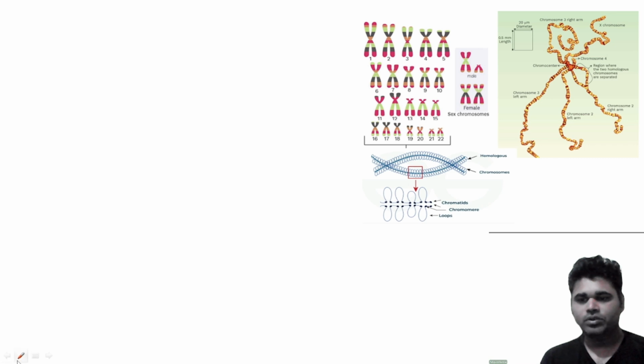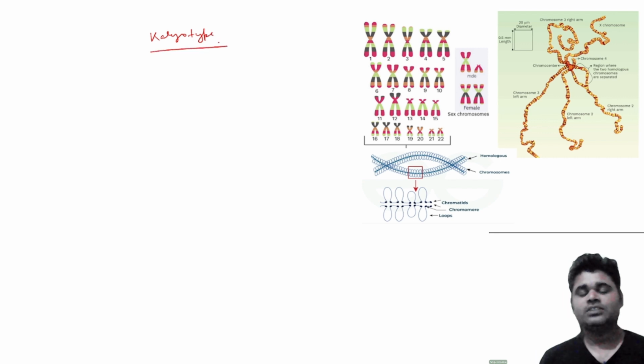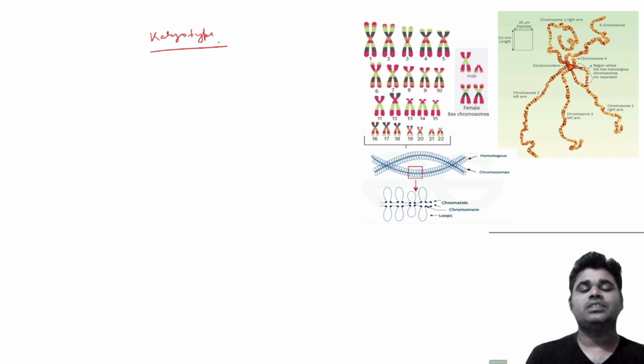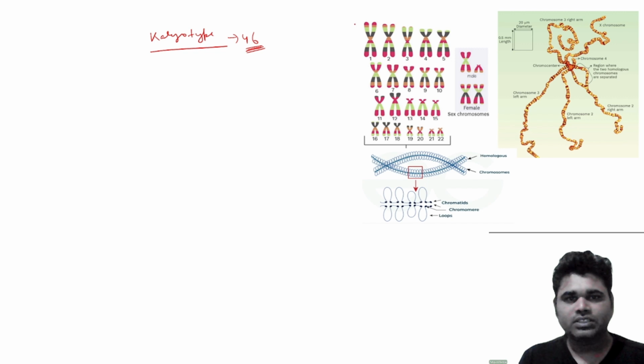Now come to karyotype. So what is the karyotype? The karyotype is simply the complete set of the chromosomes in an organism. For example, in the human being, 46 chromosomes are present.